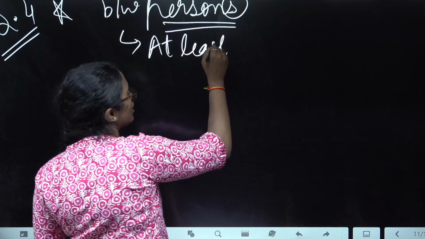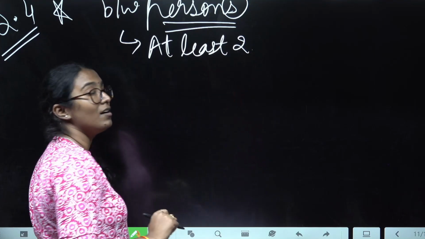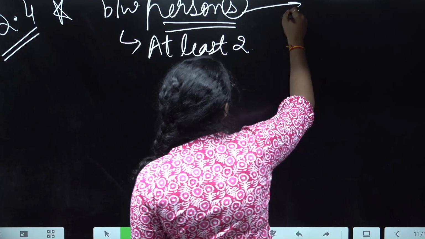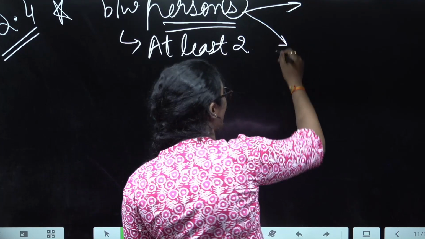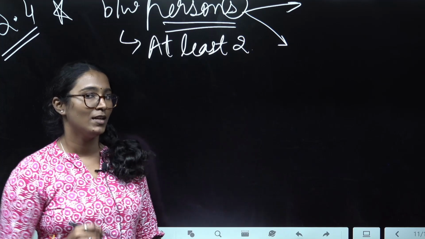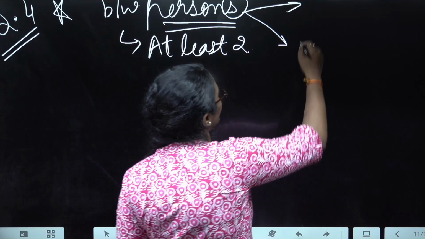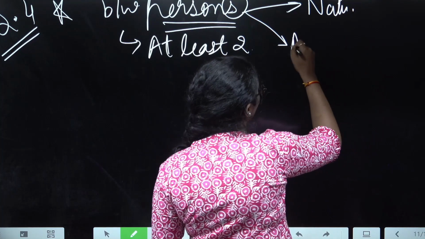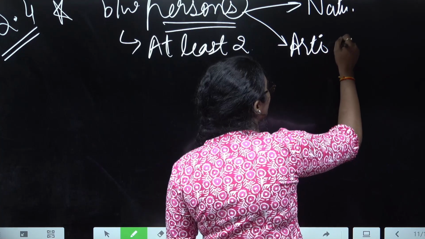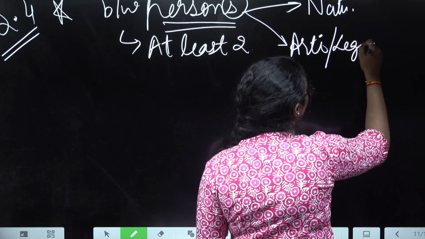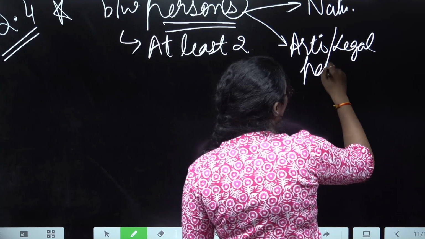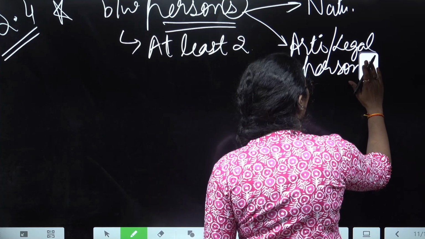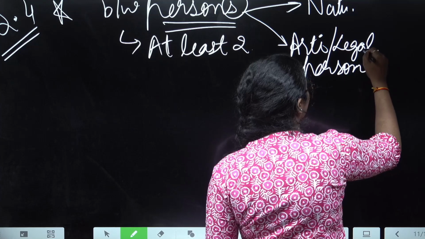At least two persons are required to make a partnership. So these persons, are they natural persons or are they artificial persons as well? These persons could be both natural or artificial persons, which means that a legal person may also enter into a partnership.